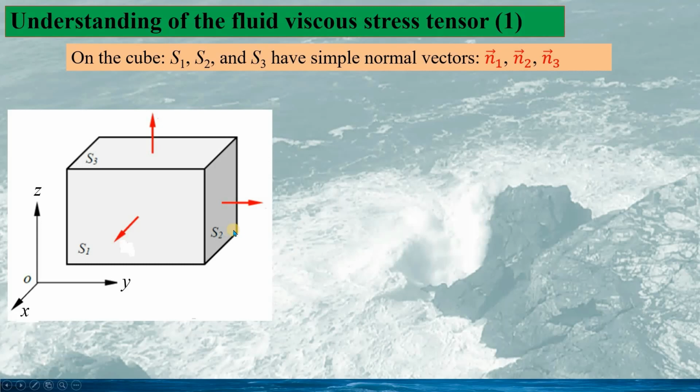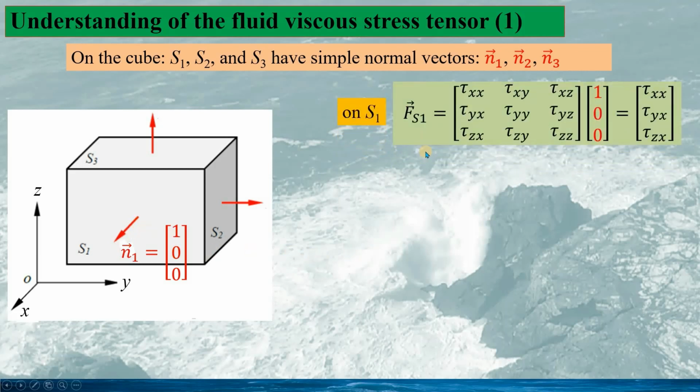To simplify the understanding of the fluid viscous tensor, we look at the special cube, and on the 3 special surfaces S1, S2, and S3, we have very simple normal vectors. For instance, on S1, n1 would be given as this. Only in the x direction we have value 1, and in the y and z directions we have 0. So on S1, the stress force would be calculated as the vector F S1 as this. So here we can see only 3 values.